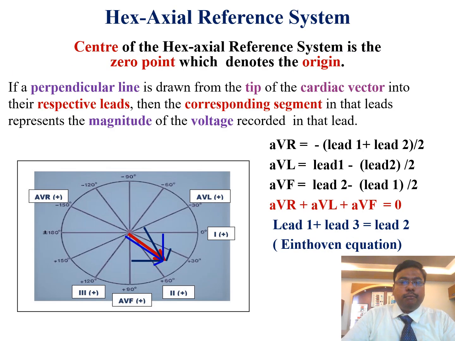Correction factor 1.154 is used to correct for the difference in strength or resistance between the bipolar and unipolar limb leads. In the axis reference system, the center point is a 0 point that denotes the origin. If a perpendicular line is drawn from the tip of the cardiac vector onto the respective leads, then the corresponding segment in that lead represents the magnitude of the voltage recorded in that lead. Lead 1 plus lead 3 is equal to lead 2 is the Einthoven equation. The bipolar and unipolar limb leads are related using these equations.